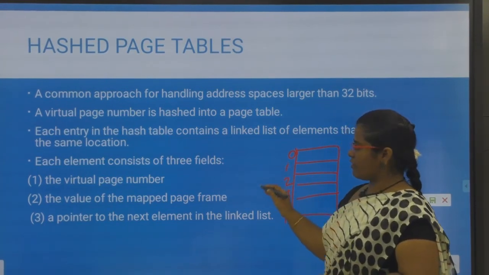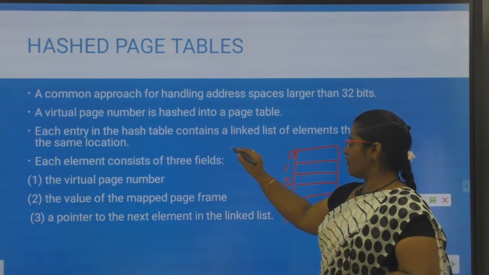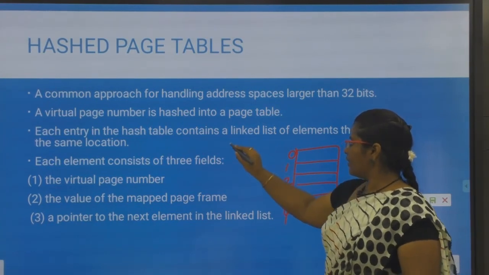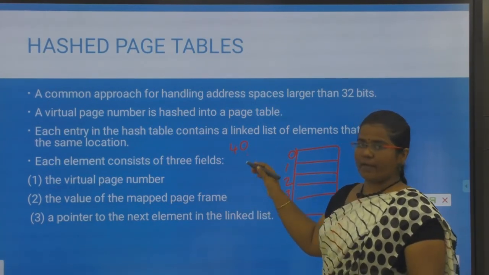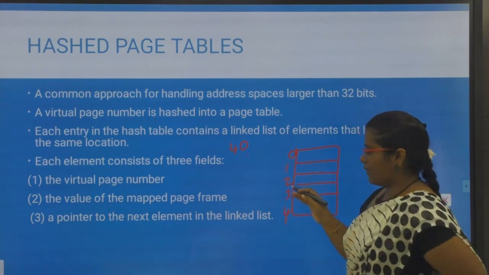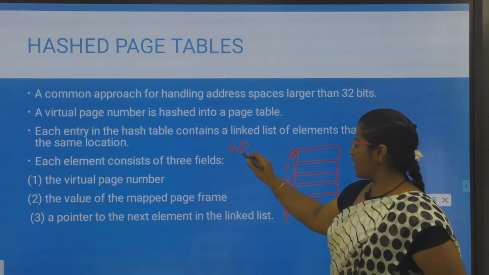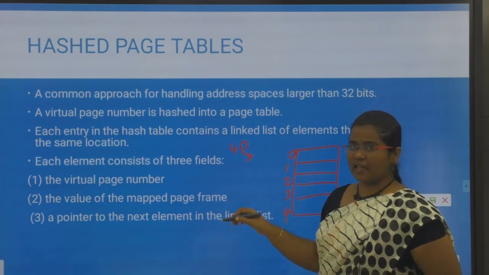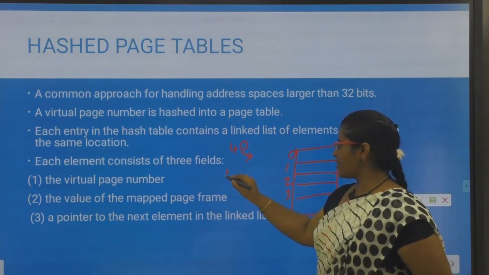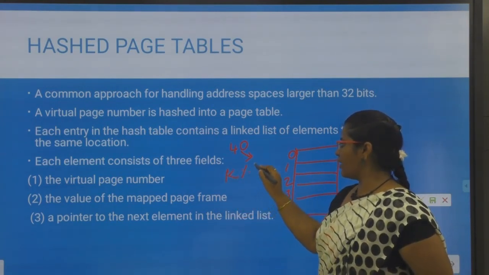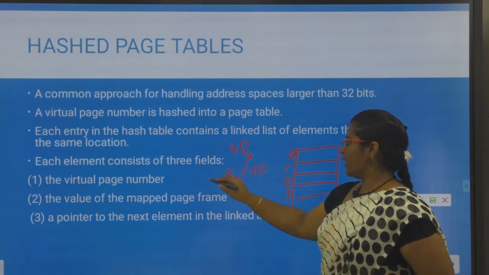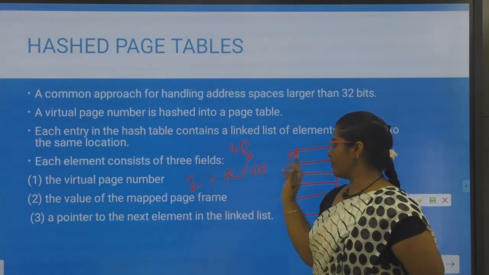In order to store some data, I'll use some function. Say for example, if this is my data, and I wanted to store it in my main memory, I need to put this data into some function. Say my function is k mod 10. I'll get the index number of this main memory.